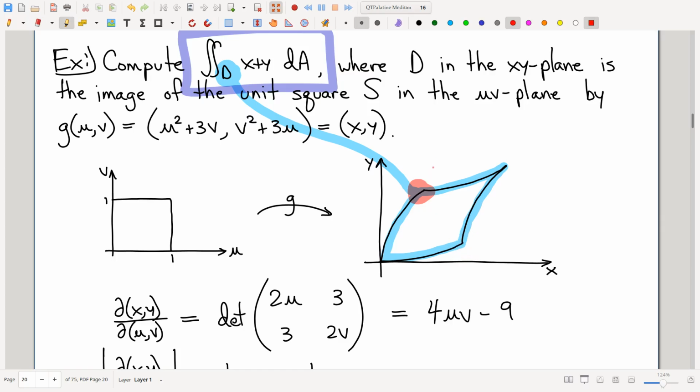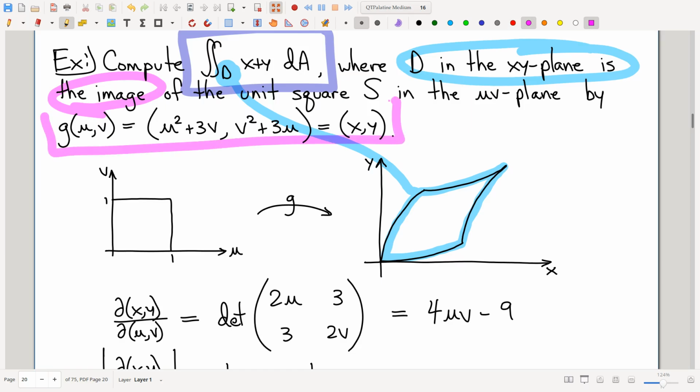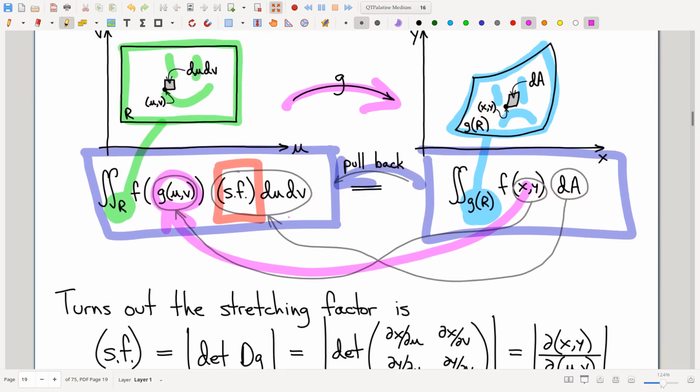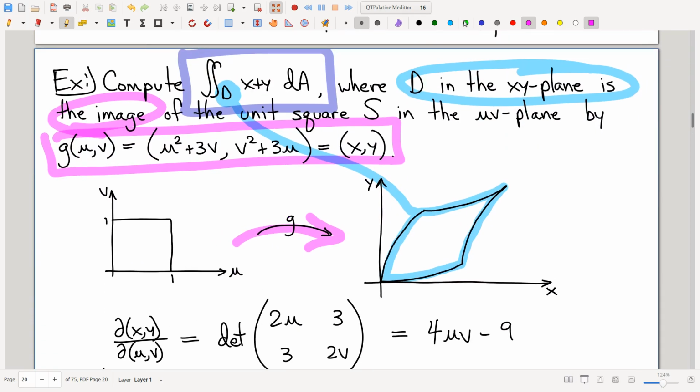Okay, so let's proceed along here. Let's continue reading. It says here that this domain is the image by way of this function. Cool. It's given as an image. That was one of the things we needed. I just need my domain to be an image. And furthermore, the statement of the question tells us it's the image of the unit square in the UV plane.